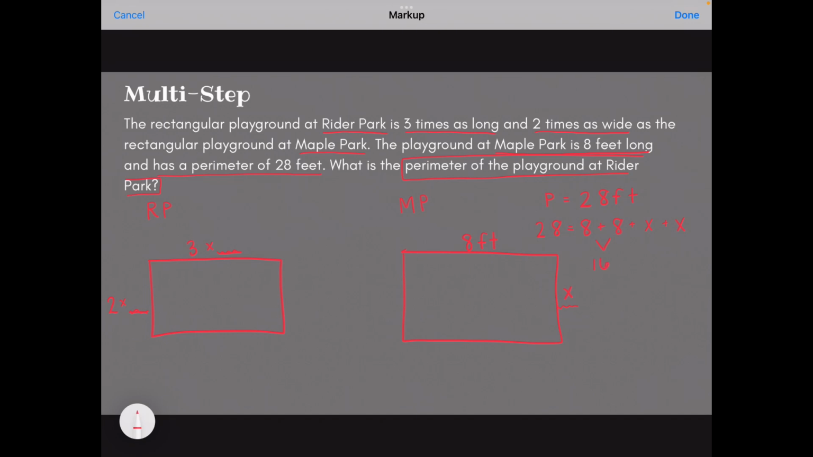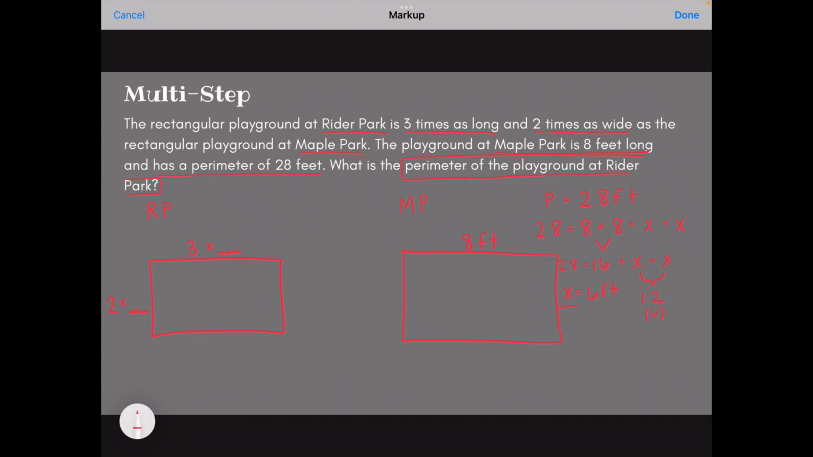So 8 plus 8 is 16. And now I just need to figure out 16 plus what equals 28. From here, I know that these 2 x's need to equal 12 because 16 plus 12 is 28. Splitting 12 in half, because my widths are the same, they have to be the same length, I'm going to get that each width is going to be 6 feet.